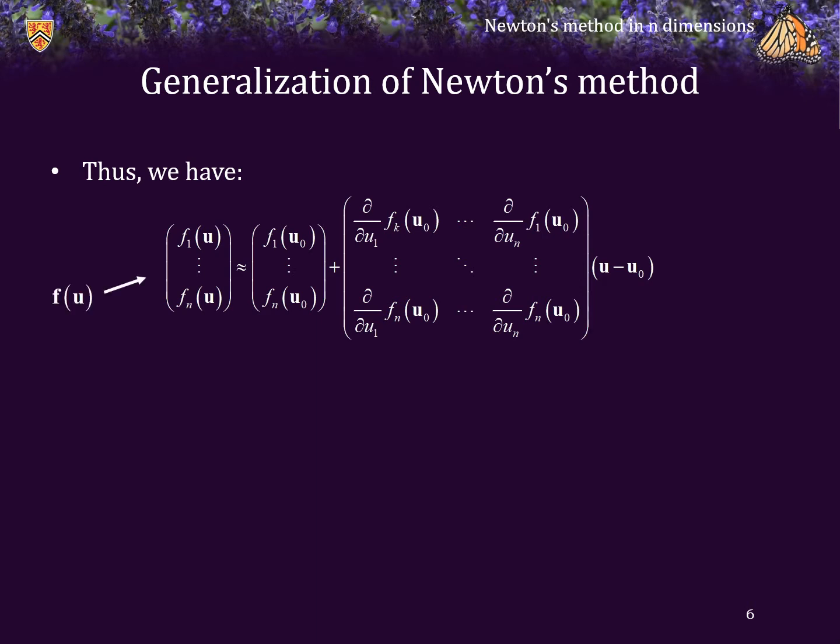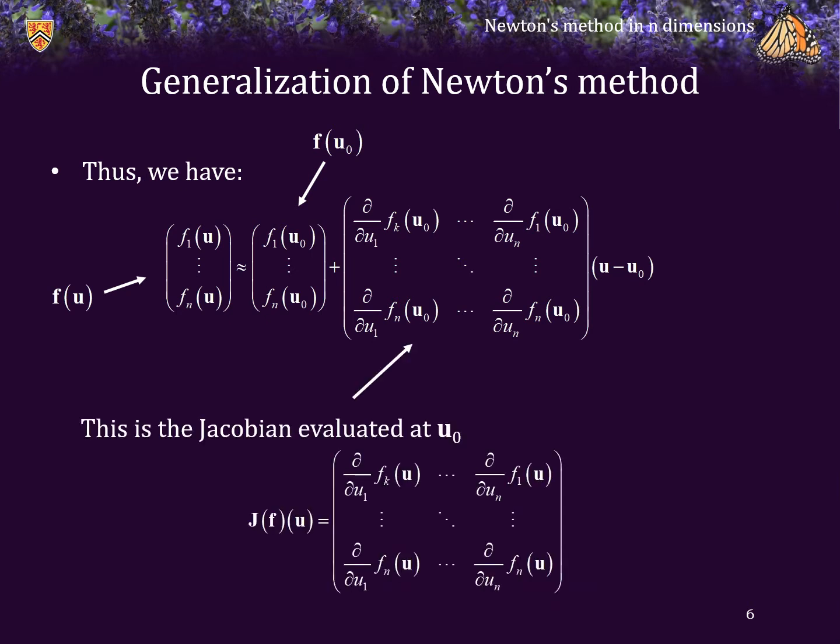So the left-hand side is the vector valued function of a vector variable, f at u. Here we have f evaluated at the vector u naught. And that matrix is the Jacobian, or it's called the Jacobian, evaluated at u naught. So we see the Jacobian down there, and that Jacobian matrix is multiplied by the difference u minus u naught, which is a vector. I believe you have seen the Jacobian in your first year calculus course.